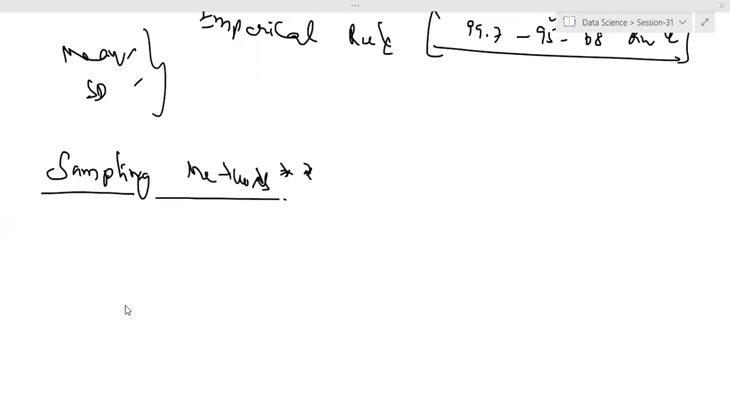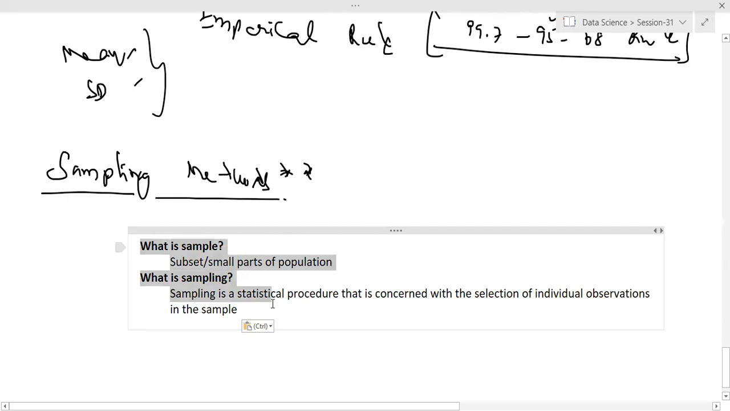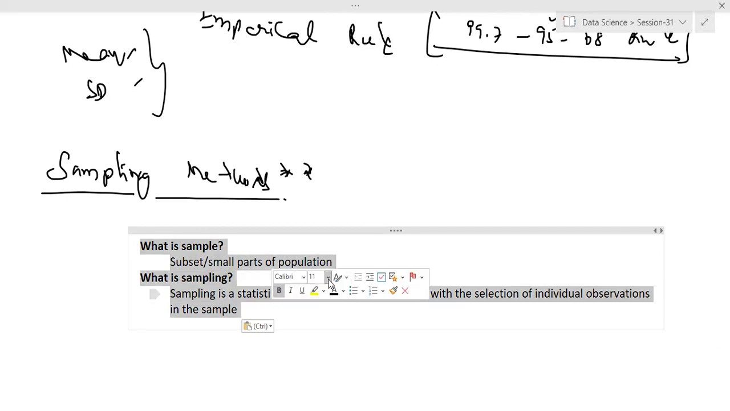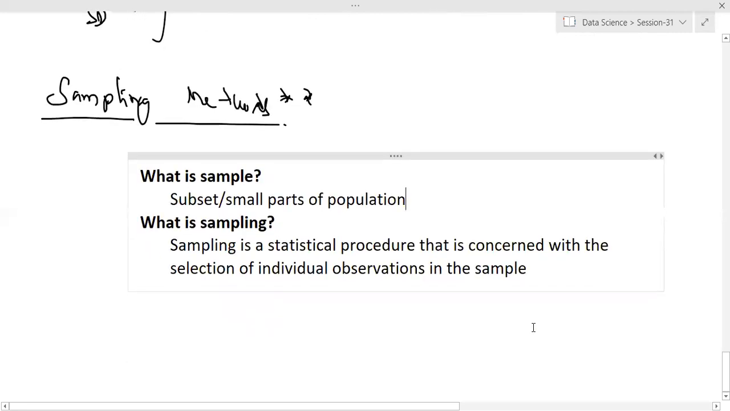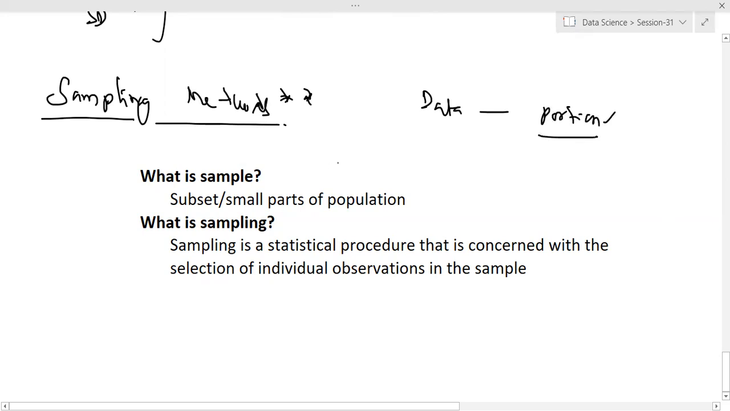You take some proper number of data for testing. A small part of a population, that's all. I'm talking about one sample only, a data subset. Whatever data you're taking, friends, and fetching some portion of the data from the main data, you are getting a portion of the data.